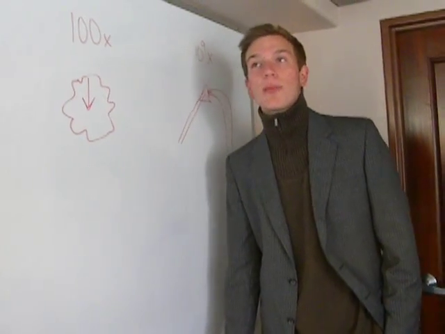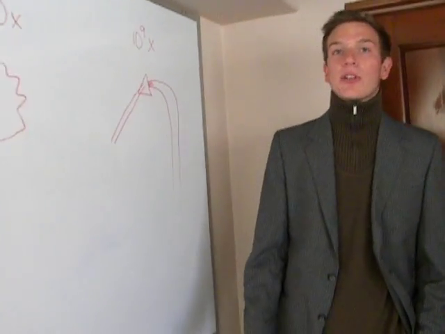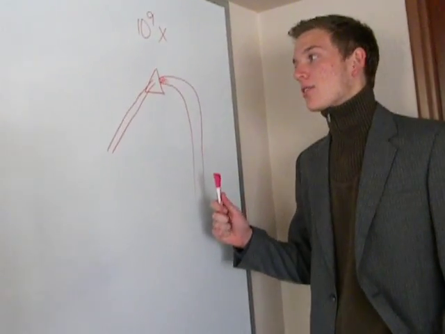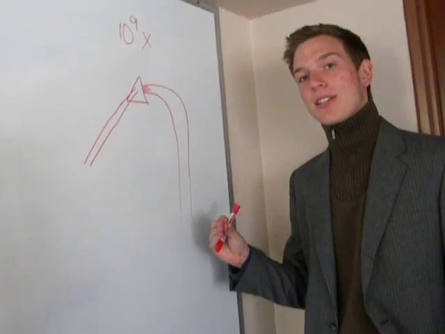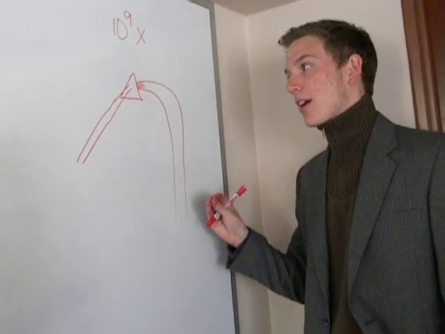Well, if you go all the way up to 1 billion times our gravity, light itself, a straight, perfect beam of light, will bend back on itself.